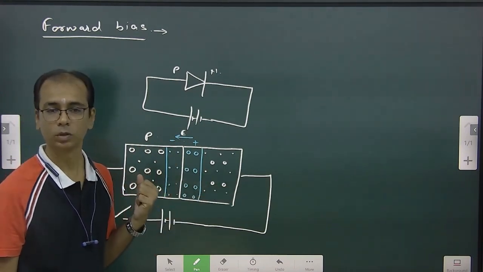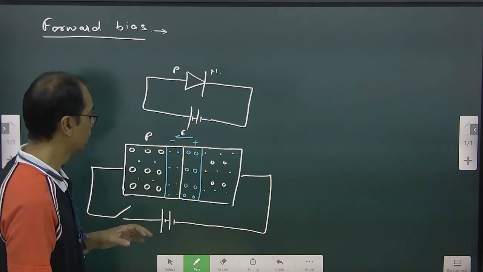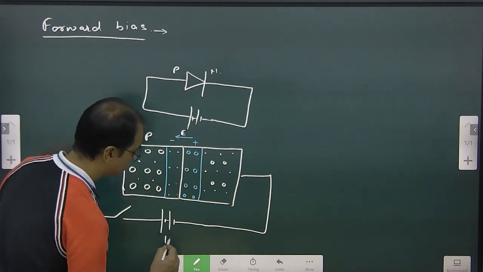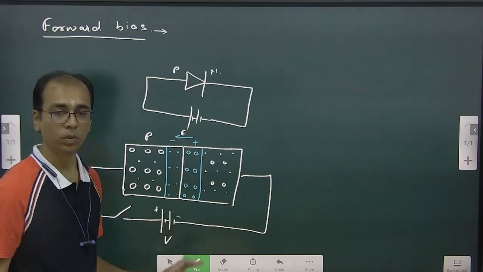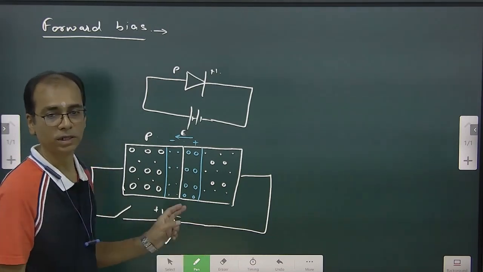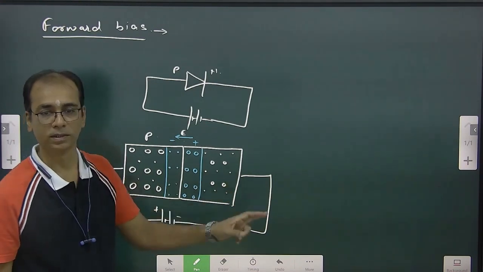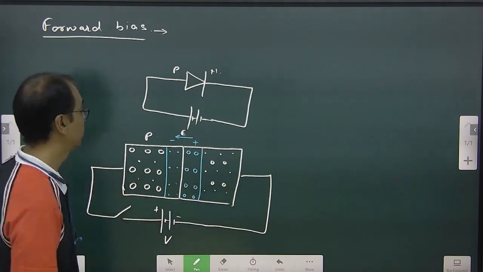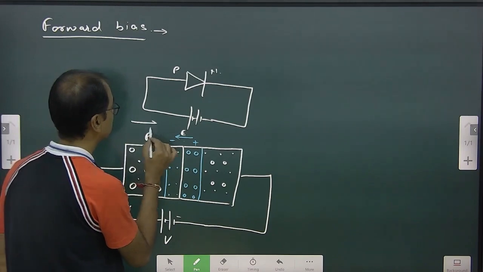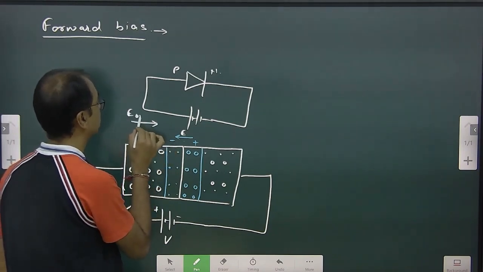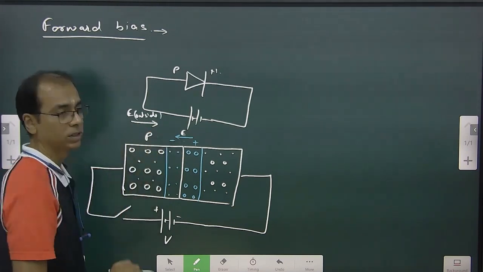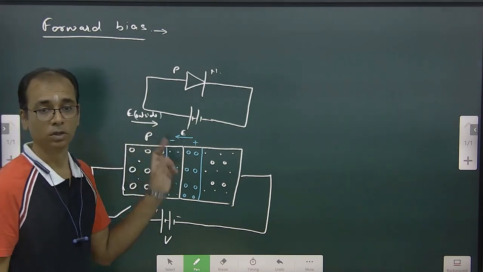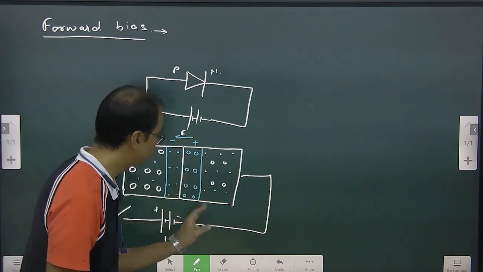Right? Correct? Okay. Now when we apply this potential, this is positive, this is negative. So what is the direction of this electric field? The electric field is like this. That means this is the outside electric field. Our question is, is it in the same direction or opposite direction? Opposite direction. So this electric field is going to apply force on these electrons.